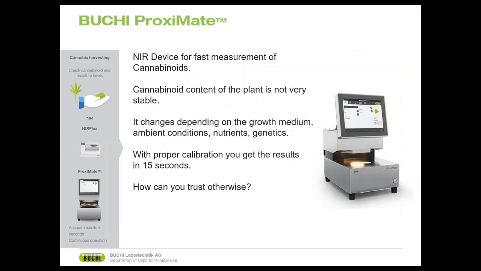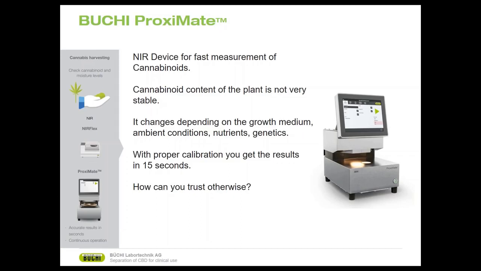NIR device for fast measurement of the cannabinoid content of the plant. Cannabinoid content of the plant is not very stable. It changes depending on the growth medium, ambient conditions, nutrients, genetics. With proper calibration, you get results in 15 seconds. Otherwise, how can you trust your plant material?